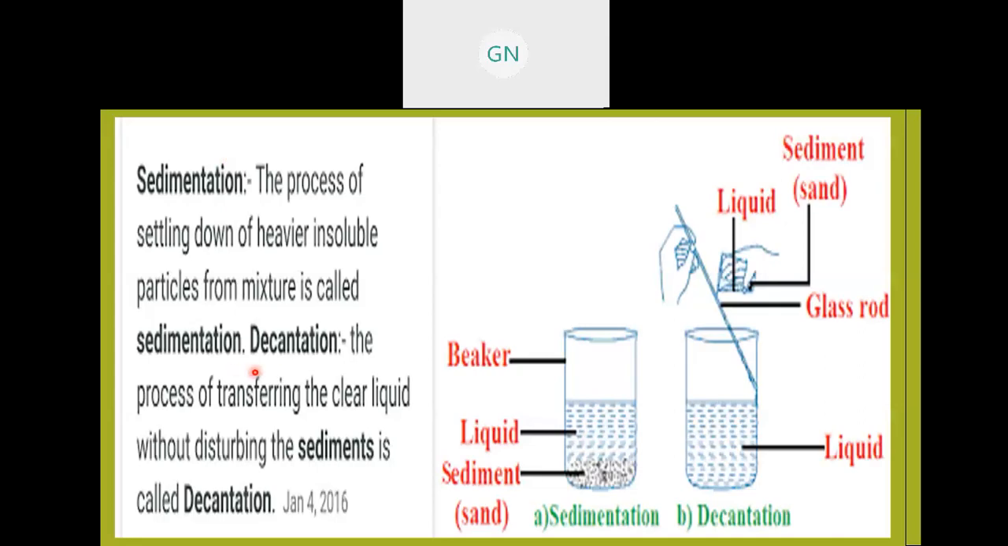What is decantation? Decantation is the process of transferring the clear liquid without disturbing the sediment. So when you allow the particles to settle down at the bottom, that is sedimentation, and the clear liquid will be at the top of the container. If, without disturbing the sediments, you pour the liquid into another container, that is known as decantation. So, sedimentation and decantation.